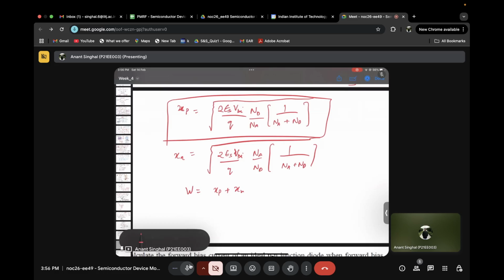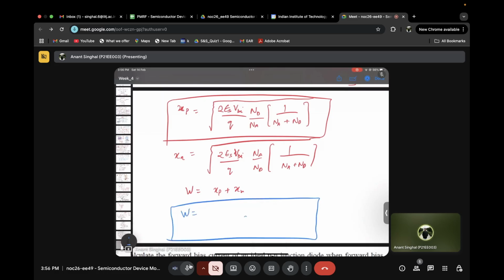Yeah. So that would come out to be, if I just write the formula, you just need to add these two. It will come out to be 2 epsilon s Vbi over Q times 1 by Na plus 1 by Nd. This is the actual formula, and you need to just be aware about the unit. So if this is in per centimeter cube, this will come out to be in centimeter only. The doping is in per centimeter cube. Are all these formulas clear to everyone?